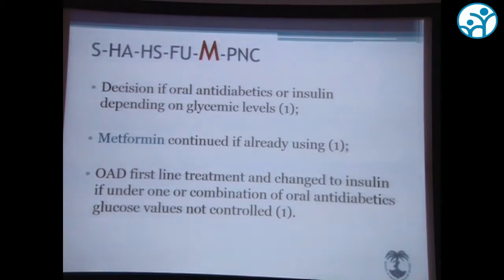However, in 3 studies, they gave metformin. In one study from Tanzania, they said we give metformin, or we continue metformin, if the woman has already received metformin before in her pregnancy, so for pre-existing diabetes. In a study from South Africa, they gave oral antidiabetics as first-line treatment and only changed to insulin if oral antidiabetics did not work or were not sufficient to control the glucose levels.